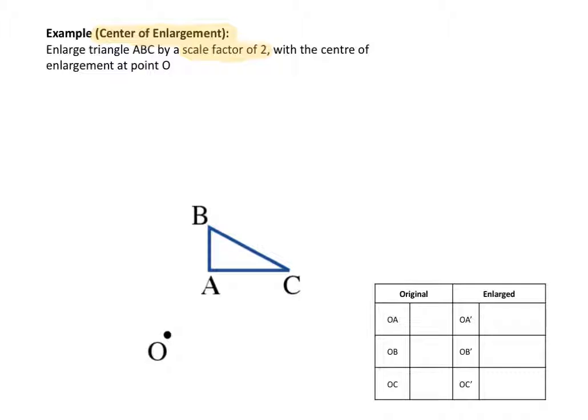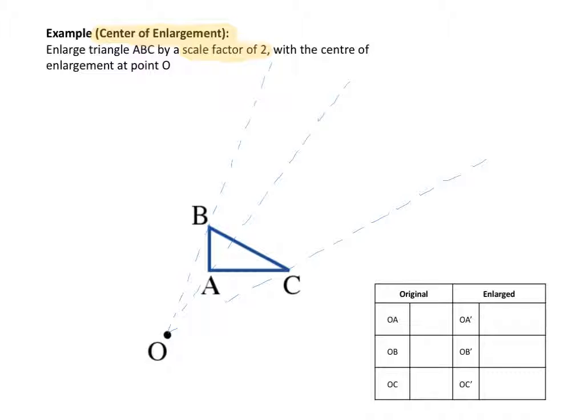Starting at O, lining up my ruler so it goes from O to B, I draw a dotted guideline, continuing up well past B. I need to do the same thing with A and C. So starting at O, lining up with A, I draw a dotted guideline passing through A, and starting at O again, I draw a dotted line passing through C. These are going to act as my guidelines for when I'm enlarging my shape.